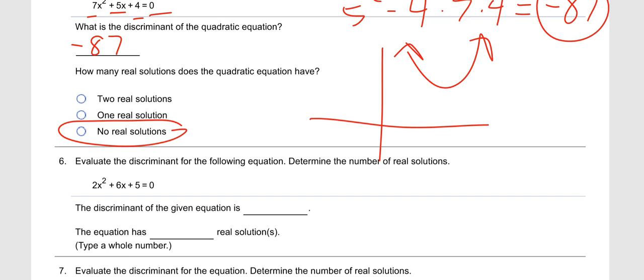Write down which one's positive, negative, and 0. Because that's kind of important.